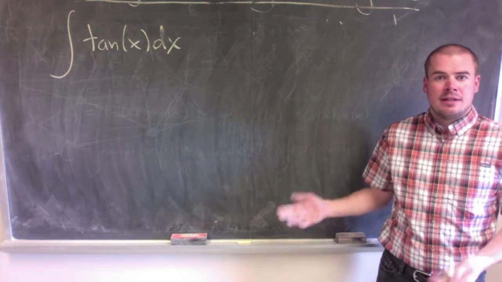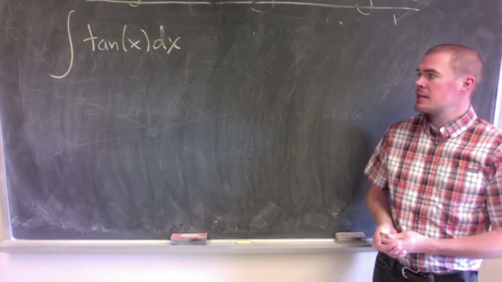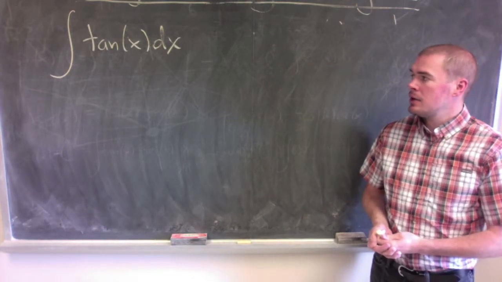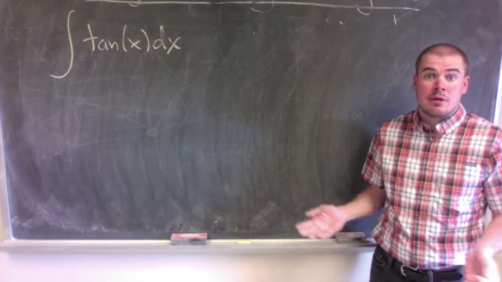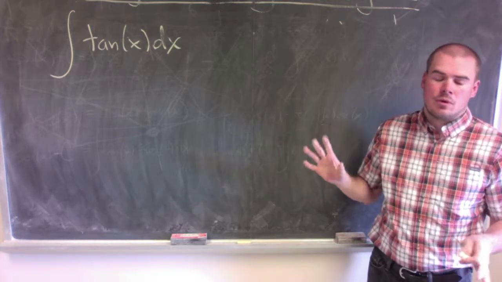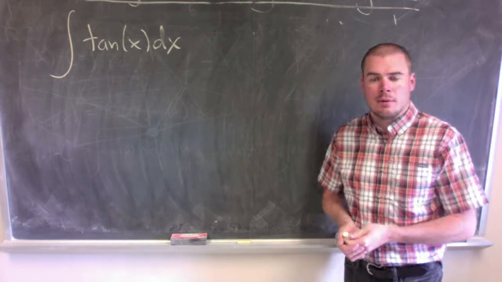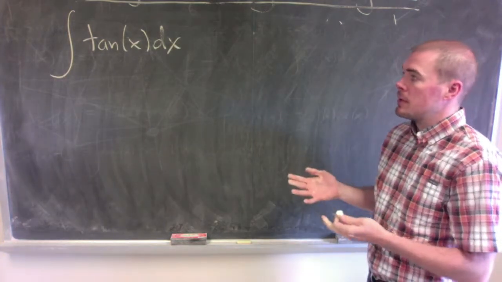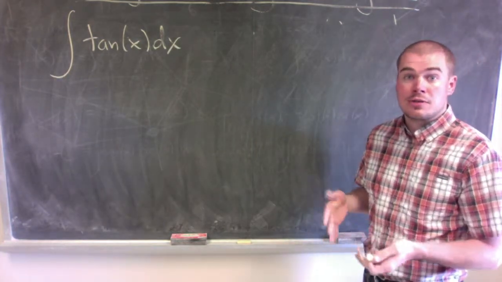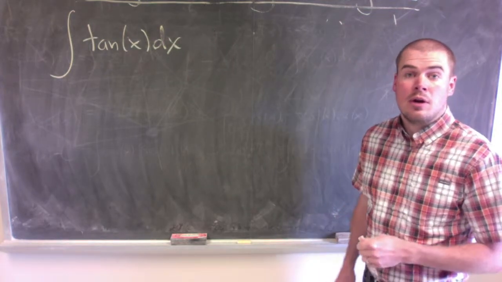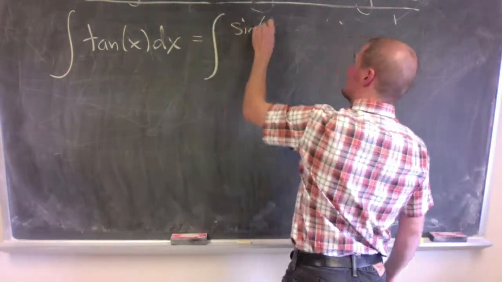Let's integrate the function tangent x dx. Now, as it stands, we can't do anything because we really don't know anything about the tangent. We know its derivative, but we don't know its integral. And so the first thing we want to do is really convert this into a function of sines and cosines, and that gives us a better feeling for what's going on.